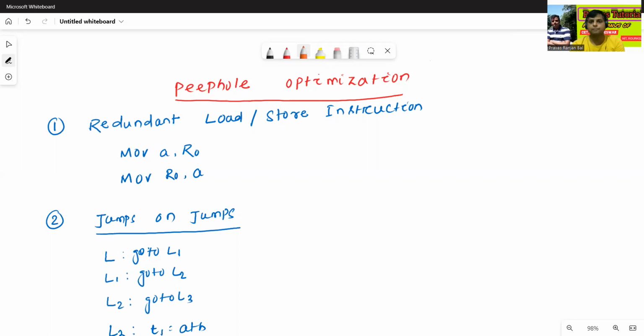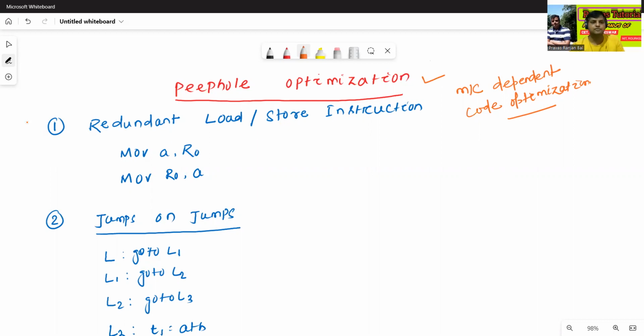So what is the meaning of peephole optimization? Remember one thing, peephole optimization is also called as what? Machine dependent code optimization. So peephole optimization is called as a machine dependent code optimization method.